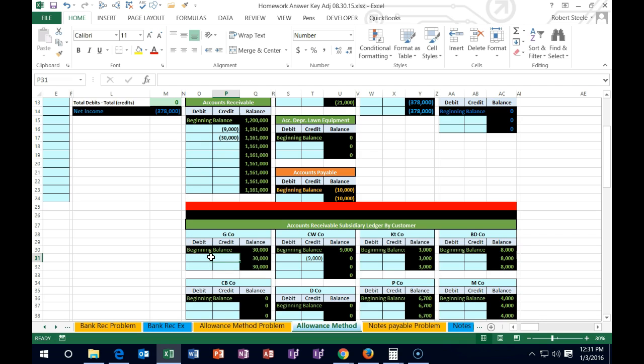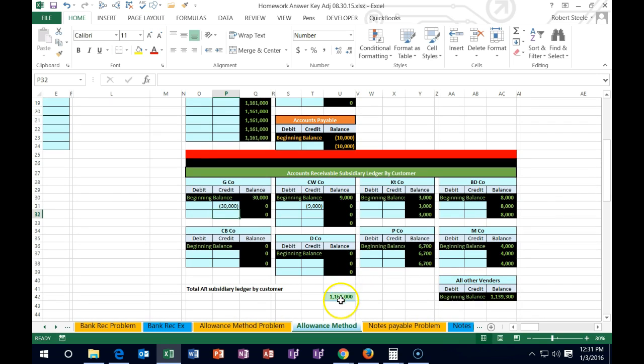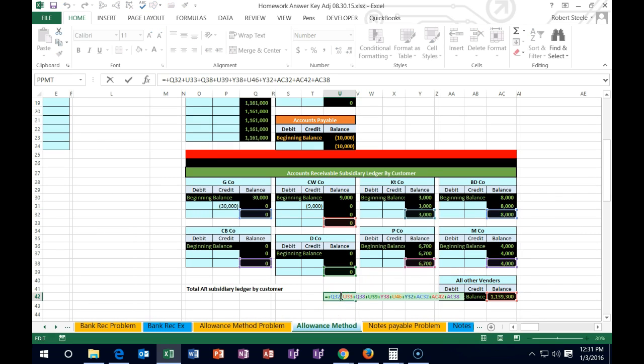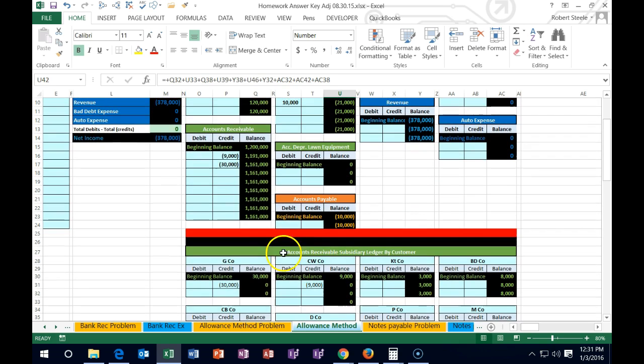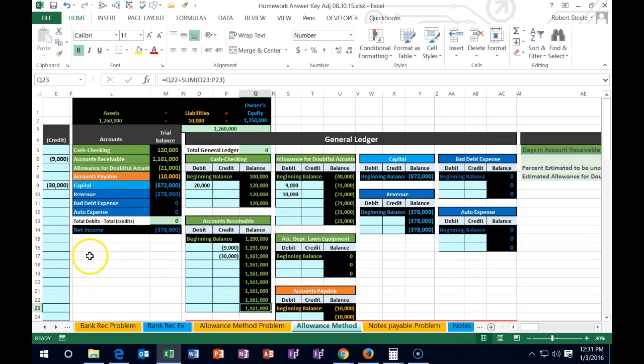So in cell P31, we're going to say equals, point to that 30,000. That's going to bring the G company balance down to 0. So they no longer owe us money. If we add up all of the accounts in the subsidiary ledger for accounts receivable, it adds up to 1,161,000. That ties out to the general ledger. That ties out to the trial balance.